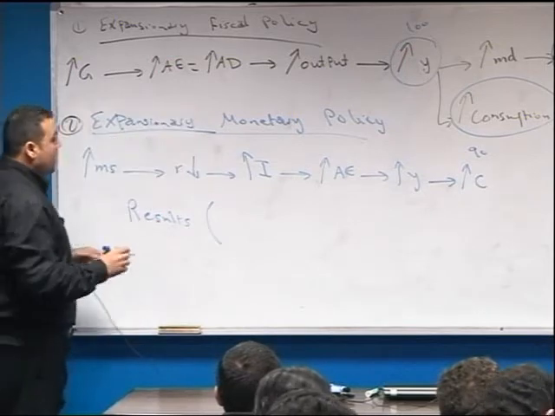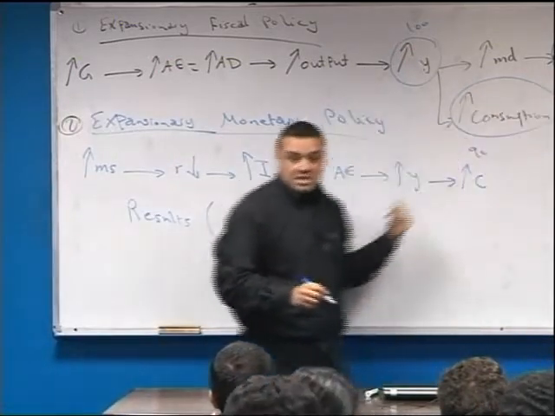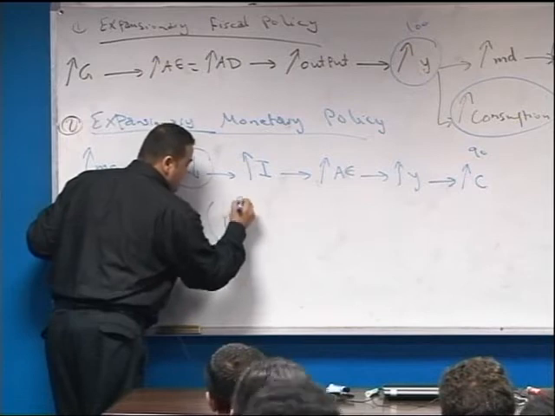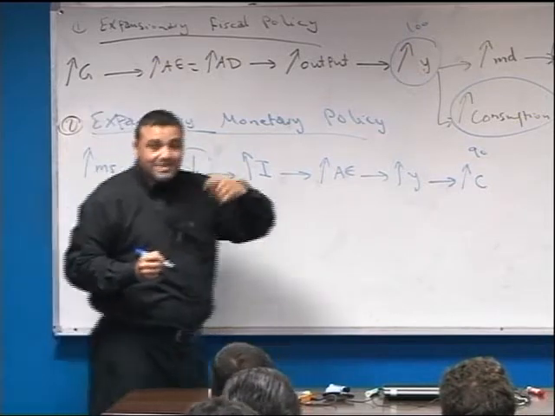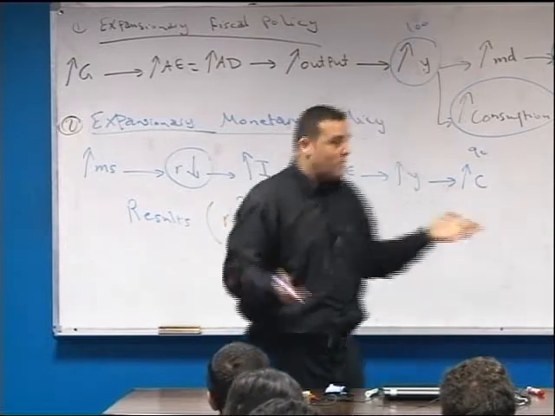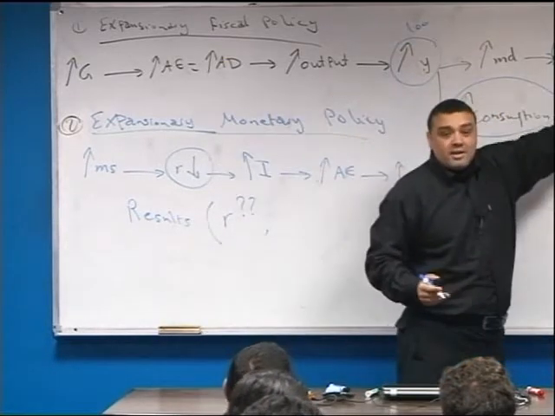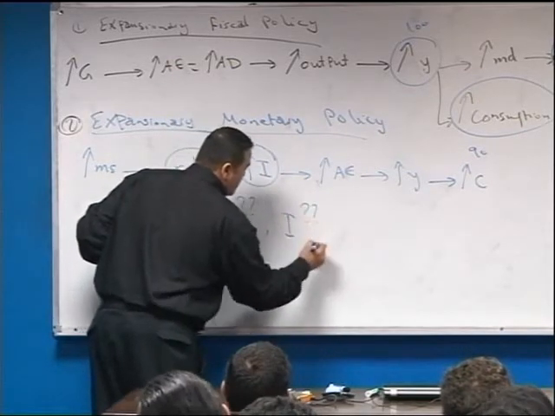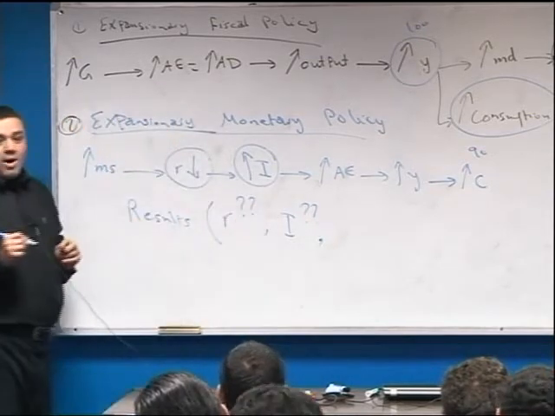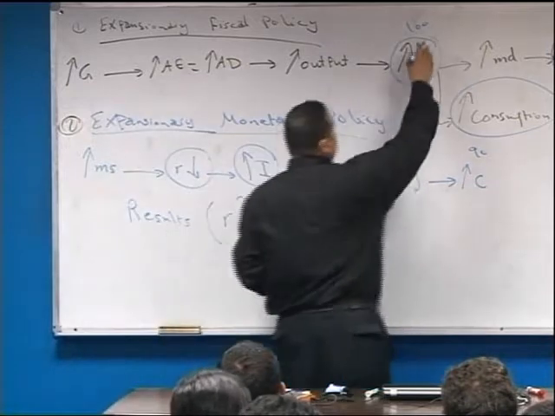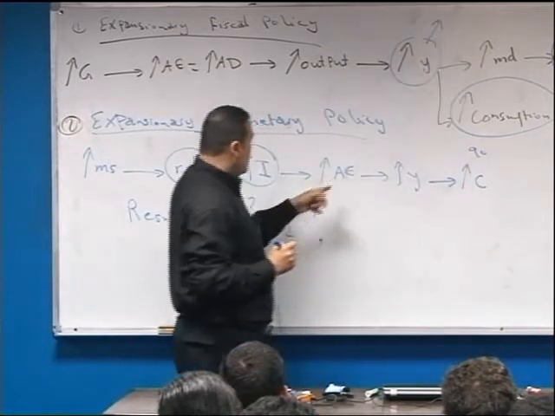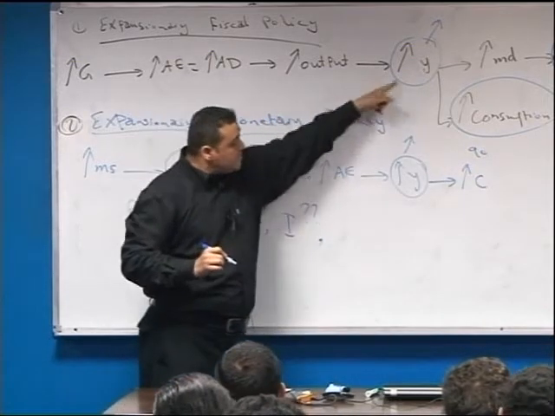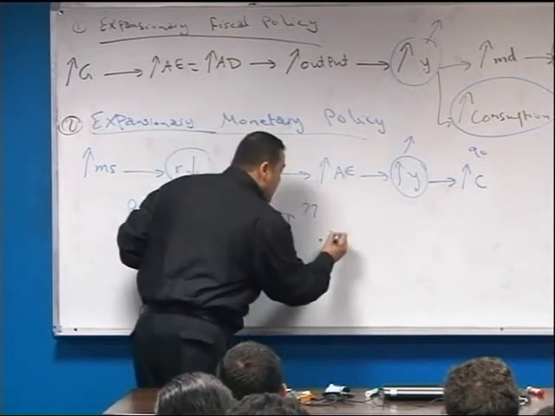R, let's go to R. R here increased, here decreased, so the final result is ambiguous. R is ambiguous. I, exactly, I the same. I is ambiguous as well because here we have decreasing in I and here we have increasing in I. So the I is ambiguous. What about Y? Y here increased and here Y increased as well. Y increased.